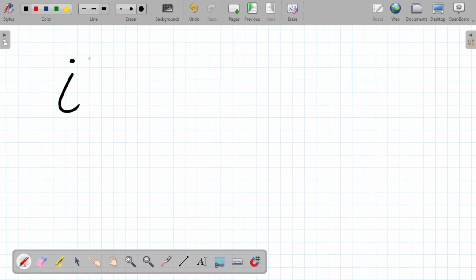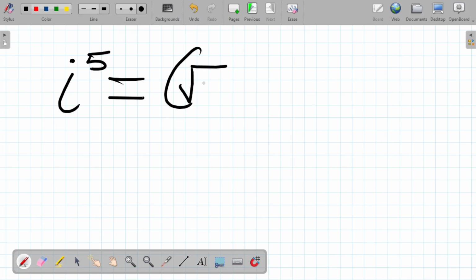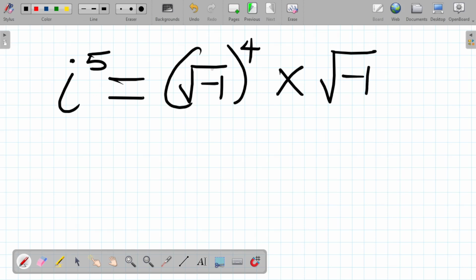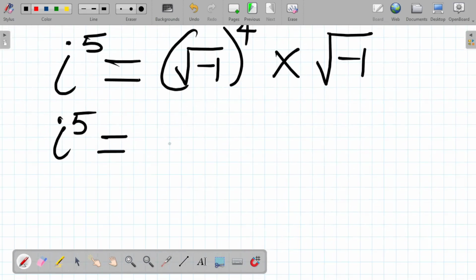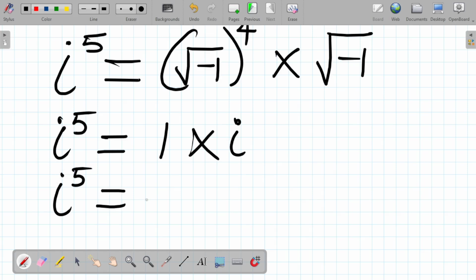So let's find i raised to power 5. i raised to power 5 is equal to square root of minus 1 raised to power 4, and then multiply by square root of minus 1. Remember that square root of minus 1 is i. Square root of minus 1 all raised to power 4 gives us 1. i raised to power 4 is 1. So we substitute 1 here and then multiply by square root of minus 1, which is i. So i raised to power 5 is equal to i.